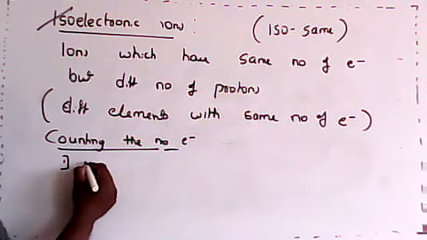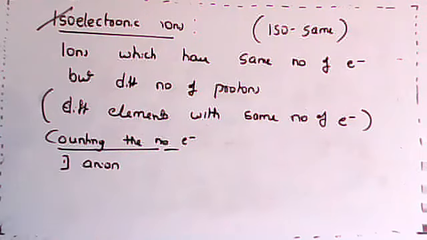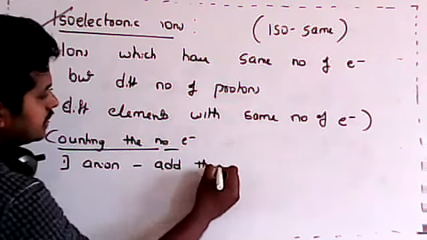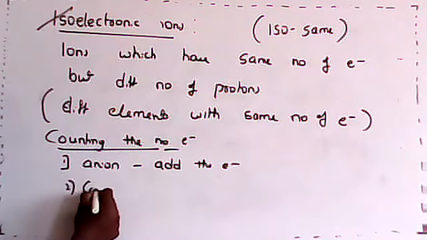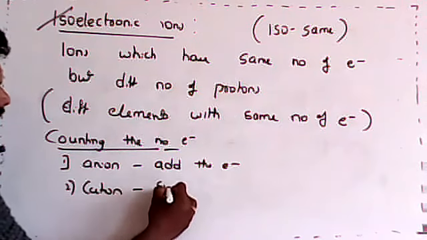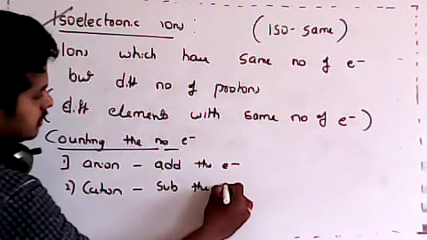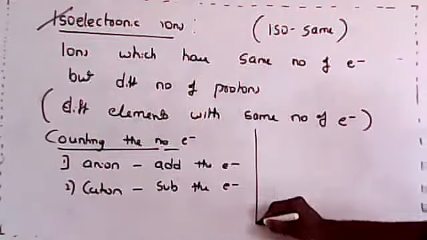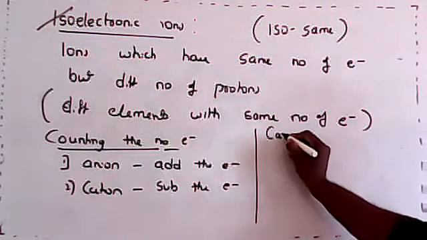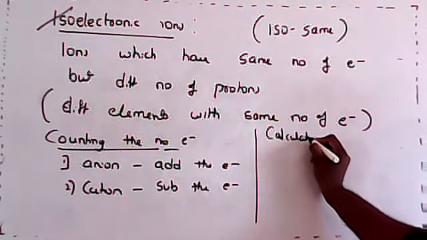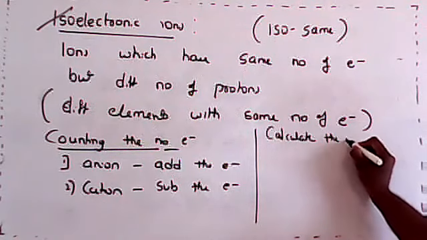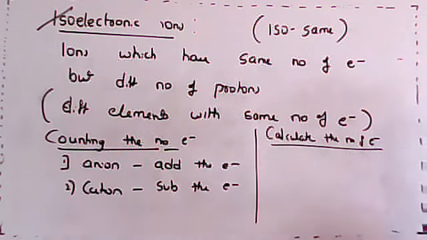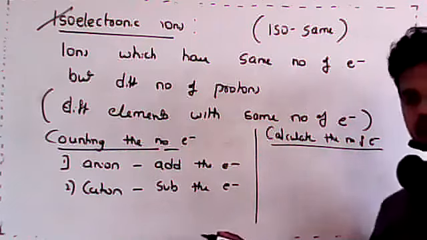First of all, whenever you have an anion, add the electrons. And whenever you have a cation, subtract the electrons. Got it? I'll give an example. Calculate the number of electrons in the following. Subtract or minus. Okay, see here.